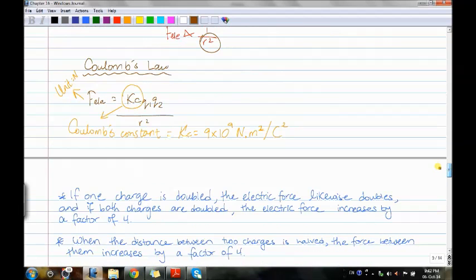Now Coulomb's law is the electric force equals Kc, which is Coulomb's constant, equal to 9 times 10 to the power of 9 Newton meter squared per Coulomb squared. And we always know that the unit for force is Newton. So F = Kc Q1 Q2 over r squared. This is the distance, these are the charges, this is Coulomb's constant, and this is the electric force.